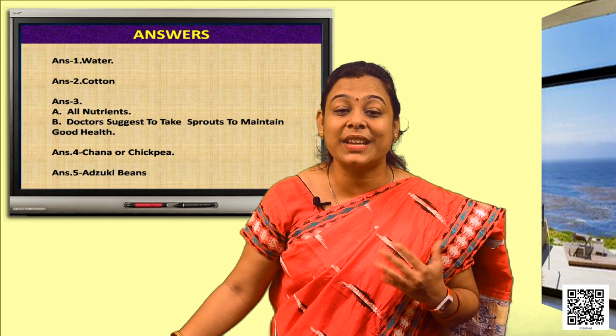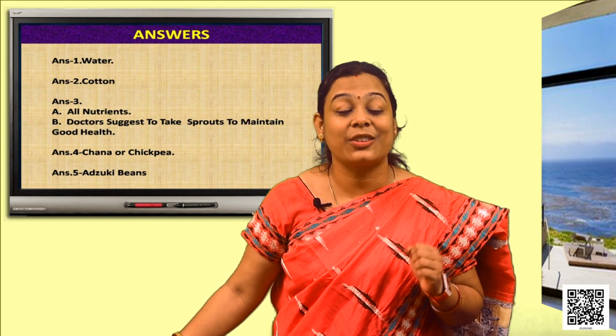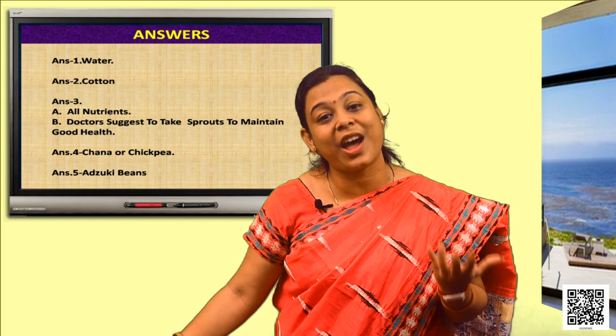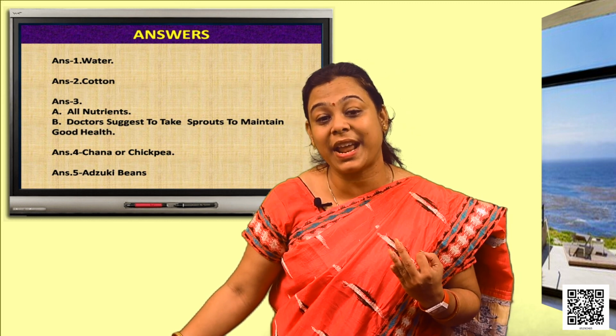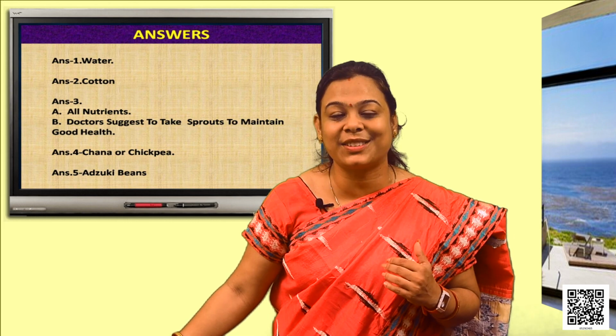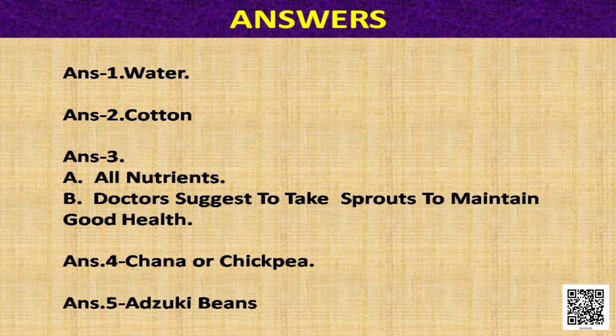Doctors suggest taking sprouts to maintain good health, okay? And question number 4, the answer is chana or chickpea. It takes 1 day, 24 hours, and 3 to 4 days. It's the next answer, students. Answer number 5, azuki beans. It takes more number of days to germinate.